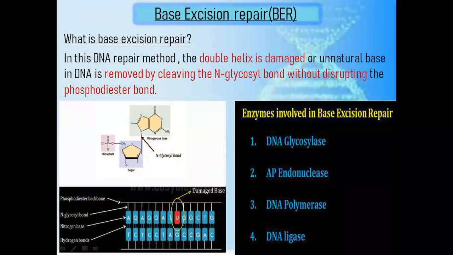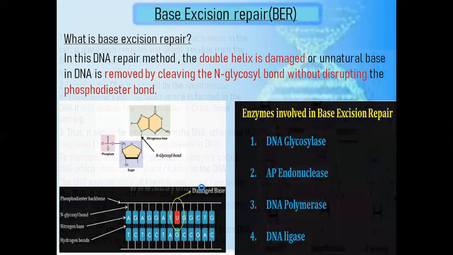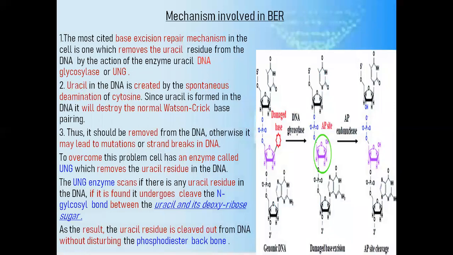And now let us see what is base excision repair. In this DNA repair method, damaged or unnatural bases in DNA are removed by cleaving the N-glycosyl bond without disrupting the phosphodiester bond. The enzymes involved in base excision repair are DNA glycosylase, AP endonuclease, DNA polymerase, and DNA ligase. So let us see one by one how these enzymes help in base excision repair.